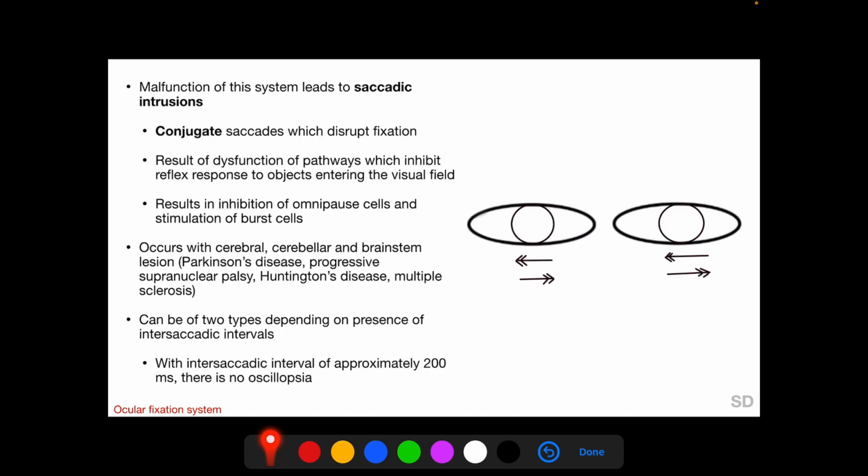And the malfunction of this system leads to abnormal eye movements called saccadic intrusions, which are conjugate saccades which disrupt fixation. Conjugate meaning both eyes moving together in the same direction with the same speed. And it is said to be a result of dysfunction of pathways which inhibit the reflex response to objects entering the visual field, which thus results in inhibition of omnipause cells and stimulation of burst cells. We'll come to omnipause cells and burst cells when we discuss the saccadic system.